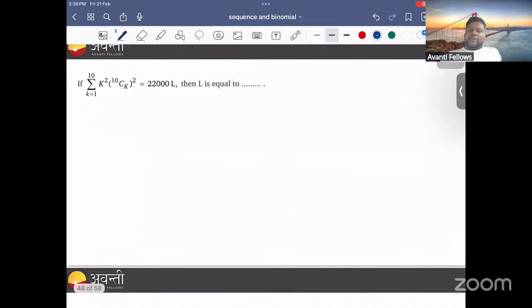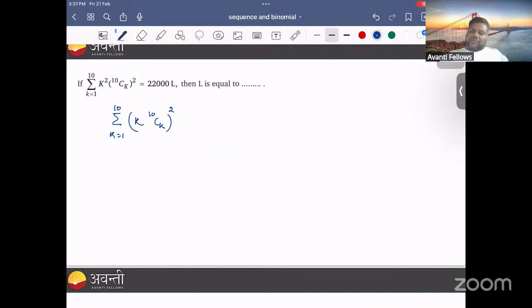If sigma k from 1 to 10, k square 10Ck whole square is 22,000 into L. Got it? Sigma k from 1 to 10, k square 10Ck whole square is 22,000 into L. Then L is equal to what? Now see, the question is, I can write it like sigma k from 1 to 10, k times 10Ck whole square. Got it?